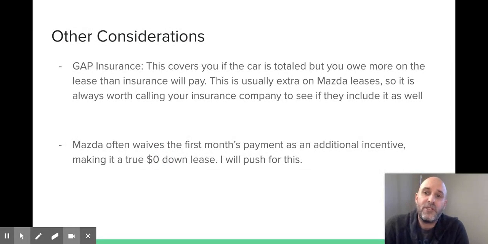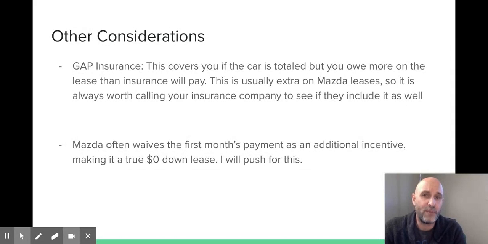Other considerations, gap insurance. If the car is totaled, but you owe more on it than the insurance will pay, you're responsible for that. The insurance protects the bank. It doesn't protect you. So you want to make sure that you don't end up getting your car totaled and then get a bill for $4,000 because you just started the lease. You'll always be underwater on a lease for usually two-thirds of it, even more.